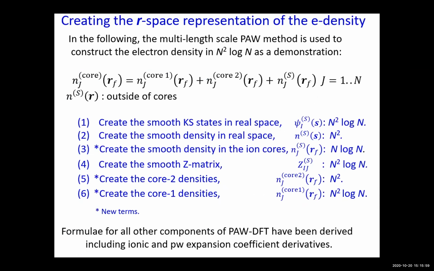So in order to implement this, I need to do all these things. I need to create the KS states in real space. That's done. We create the smooth density in real space. We've done that. Just part of normal DFT. Create the smooth density around the ion cores. We know how to do that. That's new. Create the smooth Z matrix. That's already in the code.